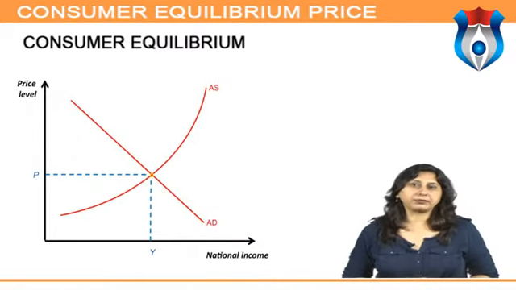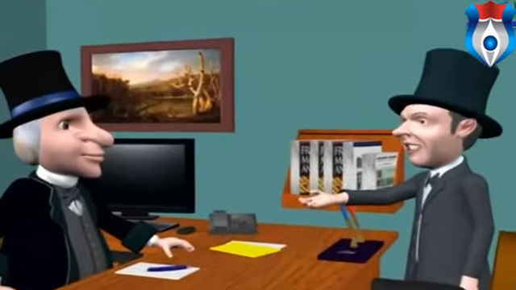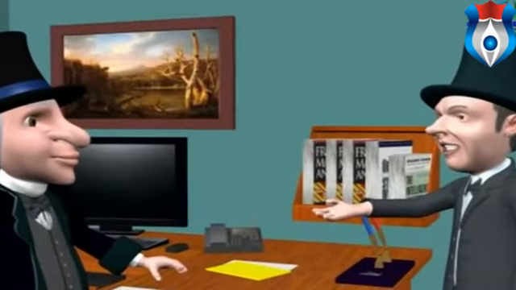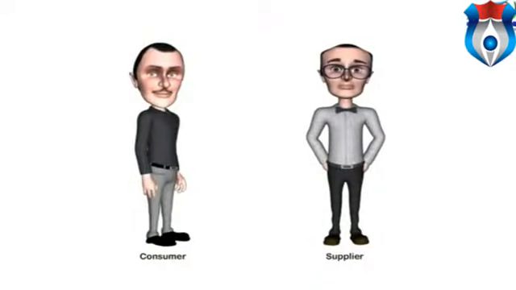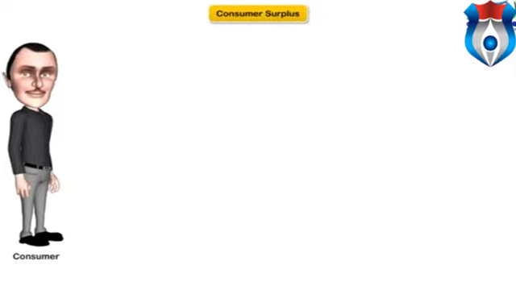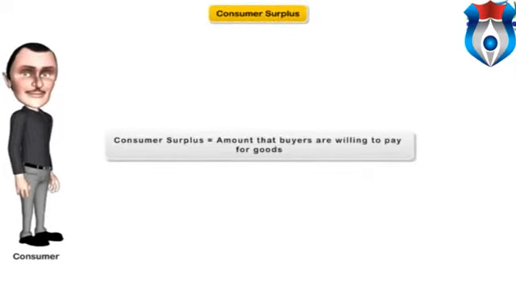Consumer equilibrium. What are these surpluses? Please explain. The concepts of consumer surplus and producer surplus help us to measure the benefit the buyers and suppliers derive in a competitive market from a product. Let's first start with consumer surplus. Consumer surplus is the amount that buyers are willing to pay for a good minus the amount they actually pay for it. It measures how much the buyer values the good or service.